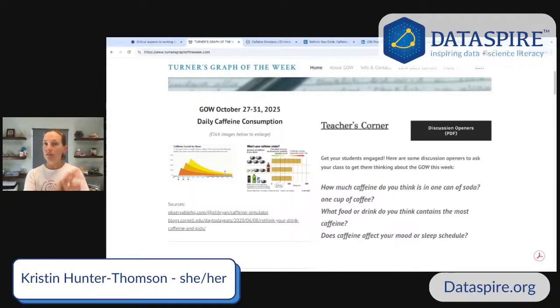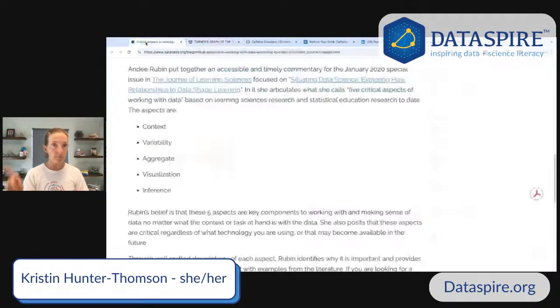So I just want to pause and say Turner's Graph of the Week is a great resource to use as an opener on Mondays, or as a week wrap up on Fridays if you're going to have a Data Friday or something like that. It can be filtered in various different components. But let's think about this as it relates to Dr. Rubin's suggestion of the 5 critical aspects. Just as a reminder, they were context, variability, aggregate, visualization, and inference.